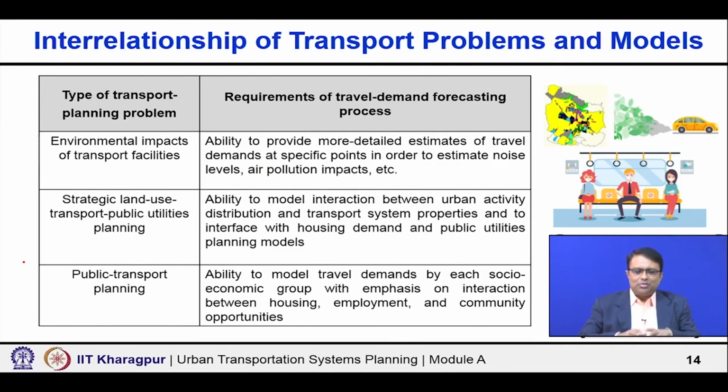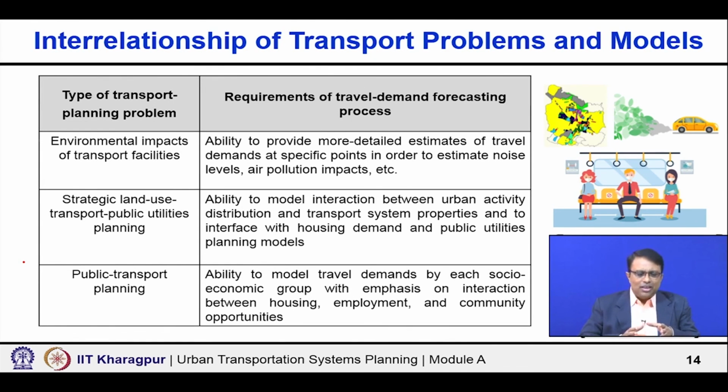So, in the last slide, I have tried to summarize this, taking the example of 3 types of transportation problem. As I said, the first one is the environmental impact of transportation facilities. Then our requirement is basically the ability to provide more detailed estimates of travel demand at specific points in order to estimate the noise level or air pollution level and so on.